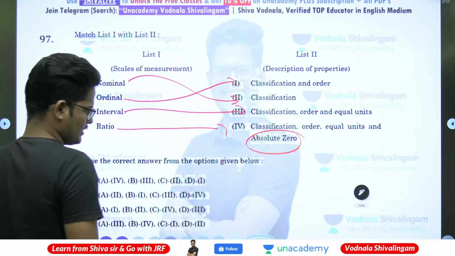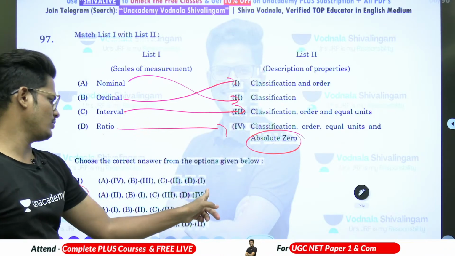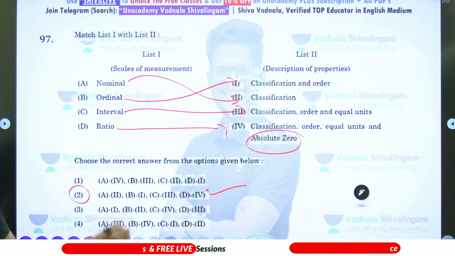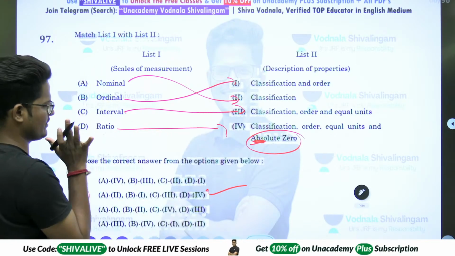So with ratio, the fourth one, you can get the answer. Only one option is available out of that. Ratio is the one which is going to have an absolute zero. Perfect zero is found only in the ratio scale.